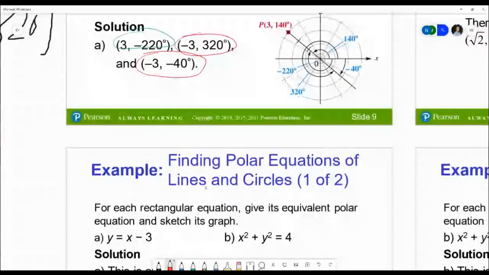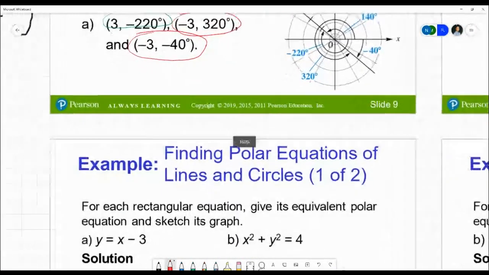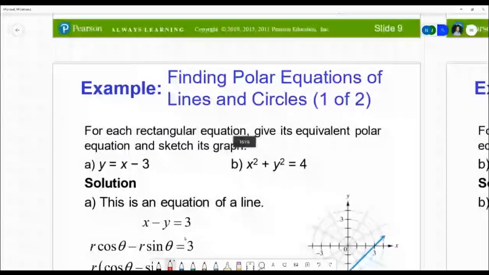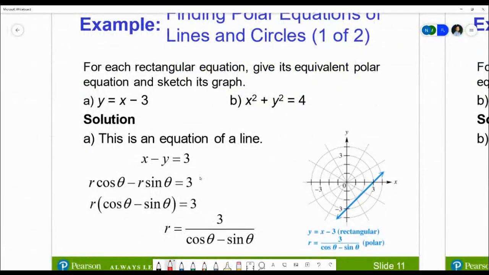All right, so now we're going to look at equations. For each rectangular equation, give its equivalent polar equation and sketch its graph. For this, you will need to refresh how to complete the square on some of them. So let's look at y and x here. For these, you can do the direct substitution, where x equals r cosine theta and y equals r sine theta. We do that, and then we just substitute it in and solve for r.